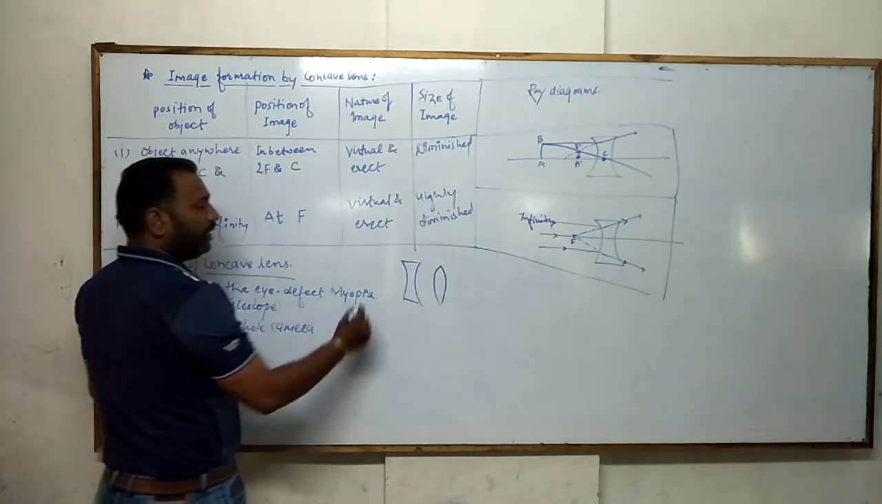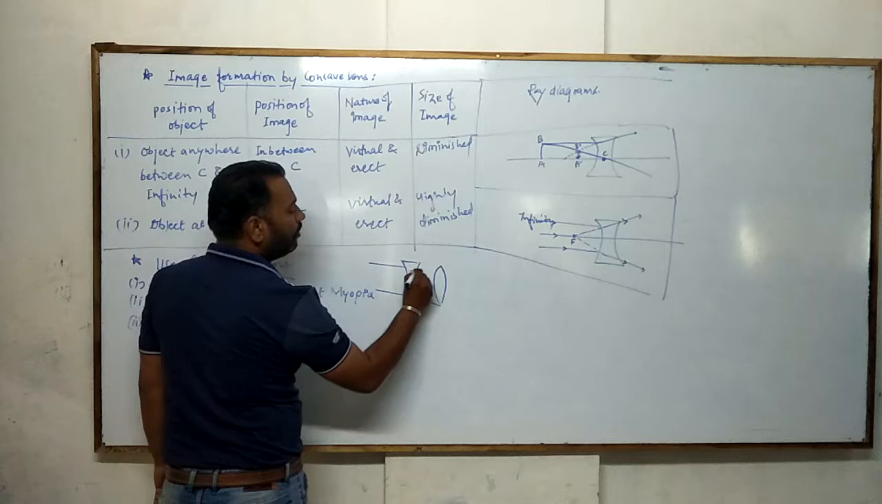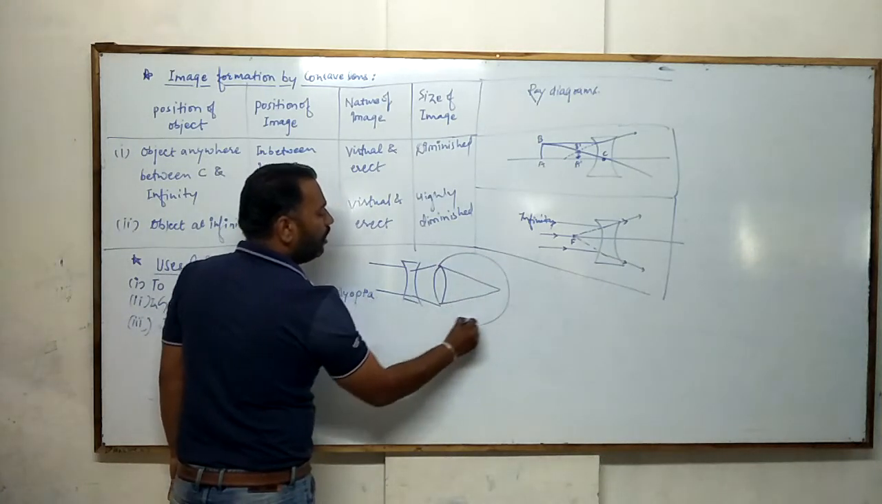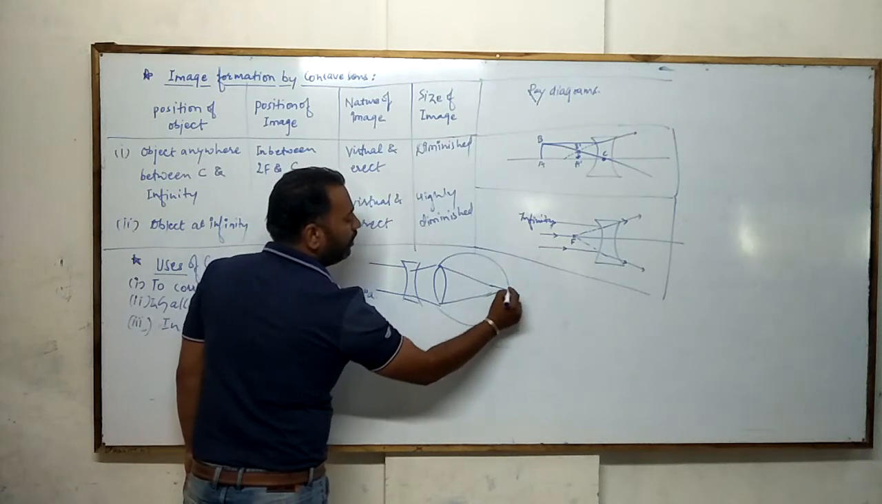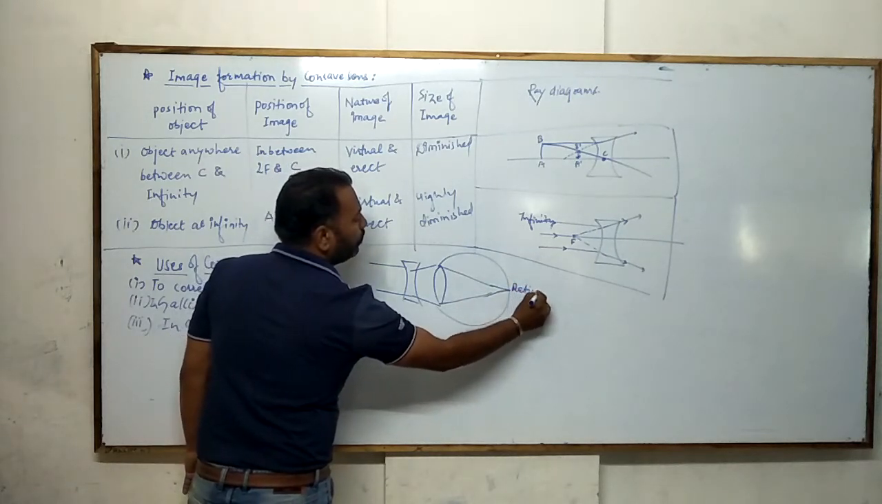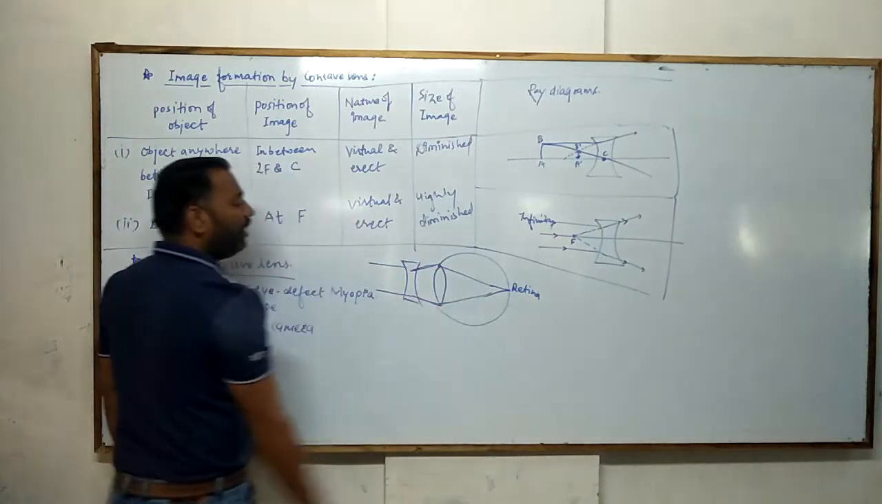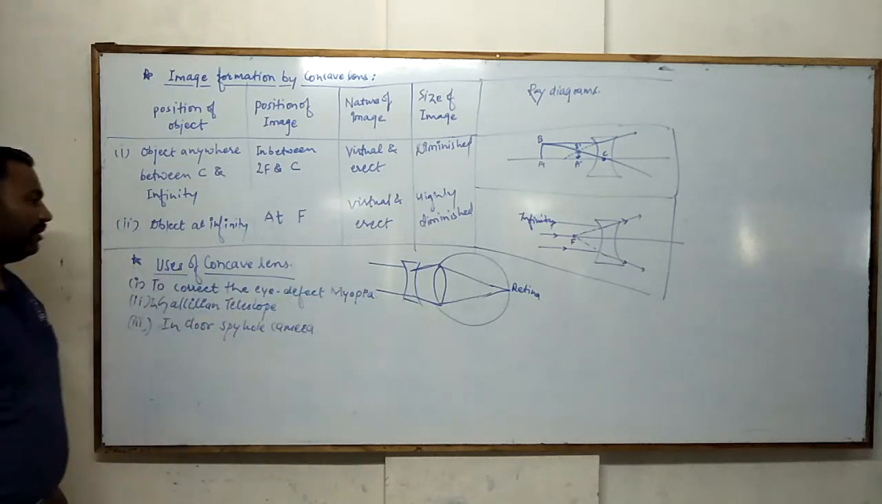this concave lens. When light rays are coming parallel, first they diverge, and then converge at the retina. So this is the retina position. To make more convergence, first divergence and then converge at the retina. So this is the function of the concave lens here.